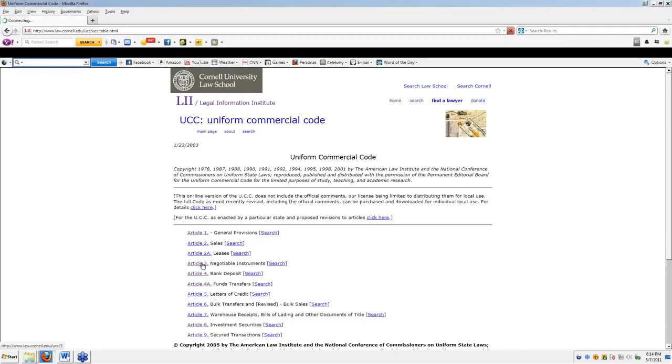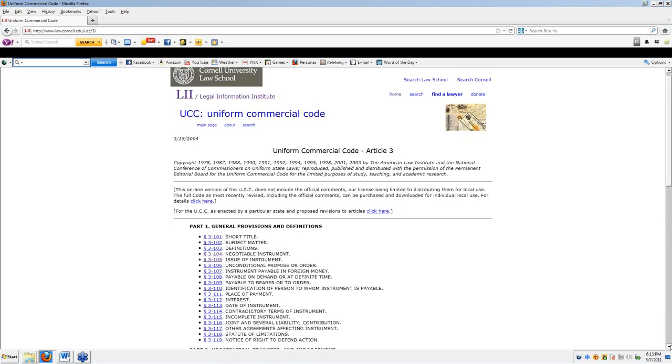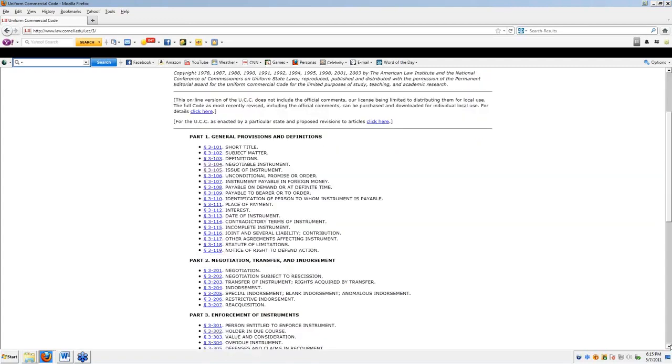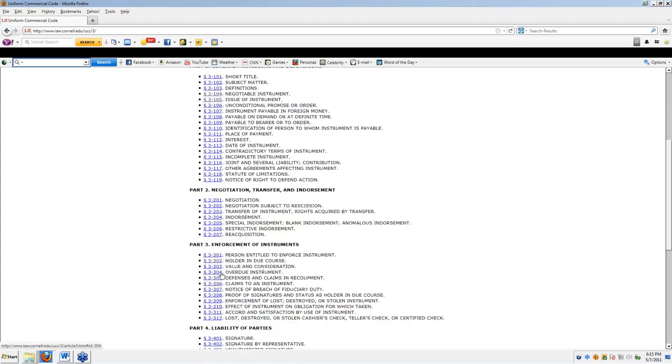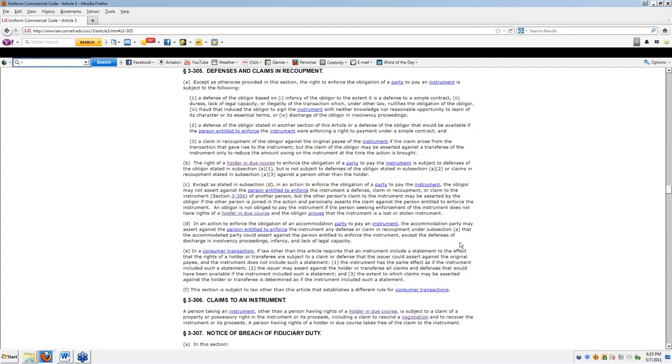Okay. So you read it. You need to read Article 7. Circular 16 was integrated into Appendix A of Circular 7. Here's your defenses. 3-305. What does that say?